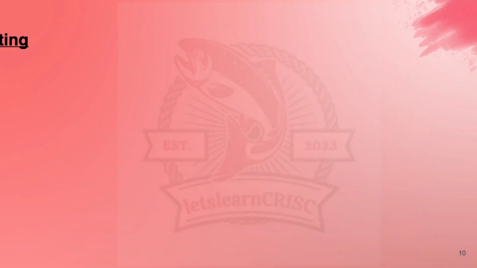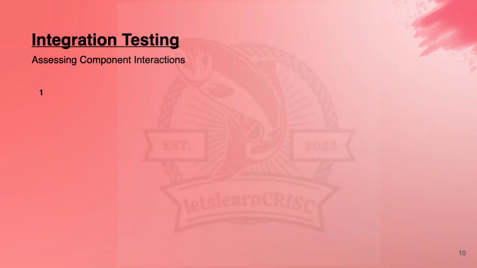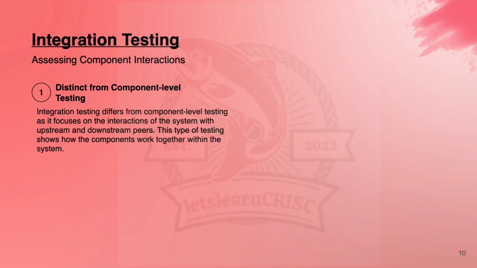Next, first is integration testing, which is distinct from component level testing. Friends, integration testing is a level of testing that focuses on verifying the interaction and interface between the different components or modules within a system. So testing the communication between a database module and the user interface module is to ensure that data is retrieved and displayed correctly. So friends, integration testing differs from component level testing as it focuses on the interaction of a system with upstream and downstream peers.